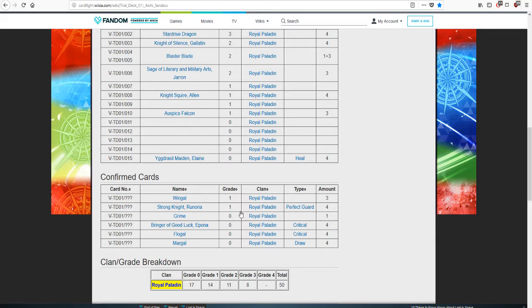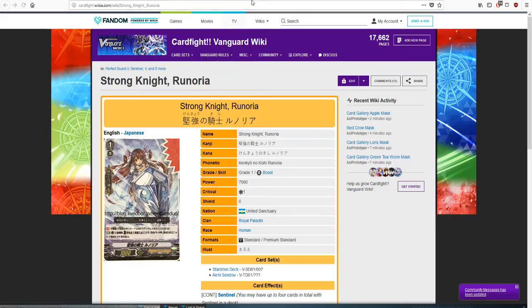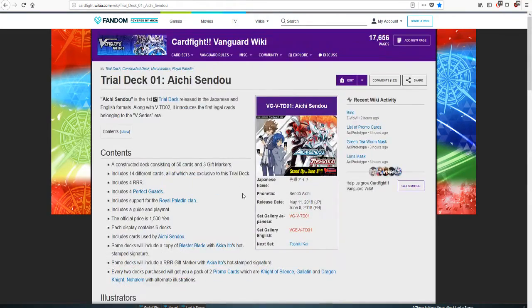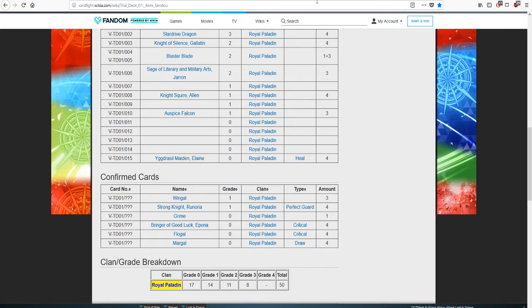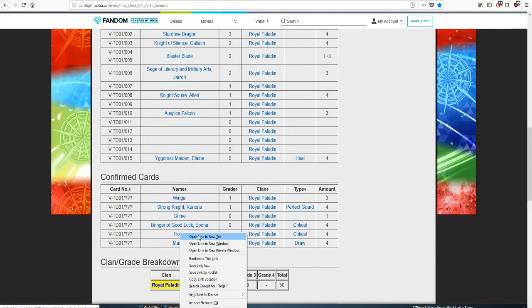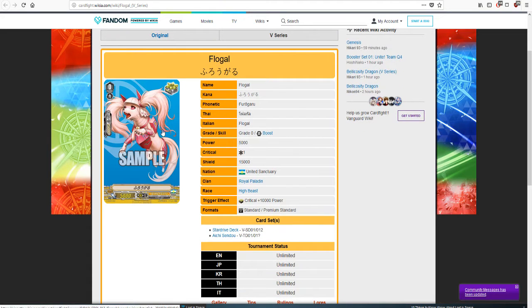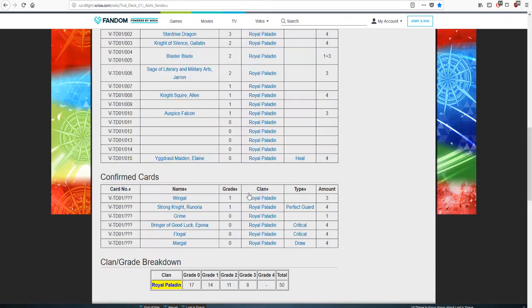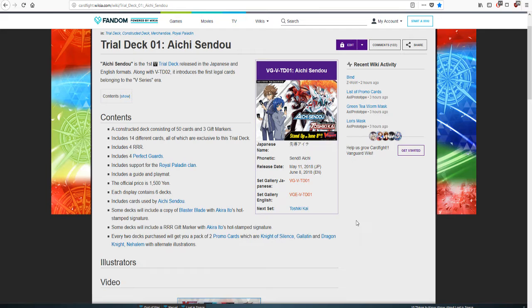I have a theory that this Perfect Guard right here isn't actually the Perfect Guard for the Aichi Sendo Legend Trial deck. And I'm going to explain why. And you guys can be the judge of that. I can't wait to see this card though. This Flogle crit. Flogle is adorable. You guys can be the judge of why it would or wouldn't be. But let me explain my case first, and then you guys can rag on me for it.